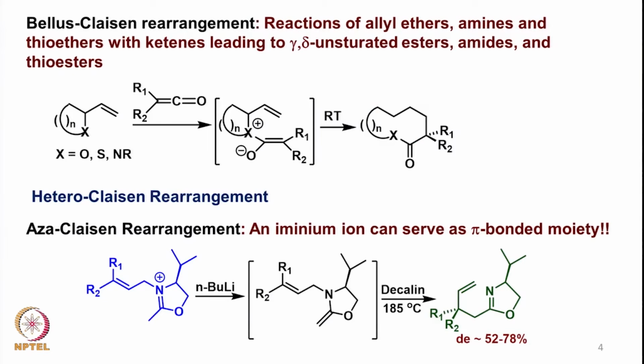Now, there is another rearrangement which is called the Bellus-Claisen rearrangement, and that is the reaction of allyl ethers of this kind, allyl ethers or allyl amines or allyl thioethers. That means this X can be either oxygen, sulfur or nitrogen. When this is reacted with a ketene, then what happens is that the lone pair of electrons on the allylic ether or amine or thioether interacts onto this here, and clearly this moves out here.